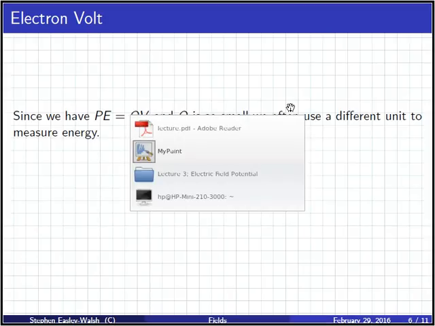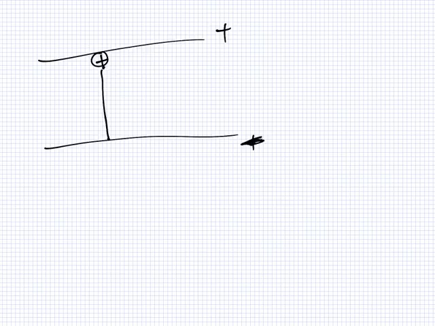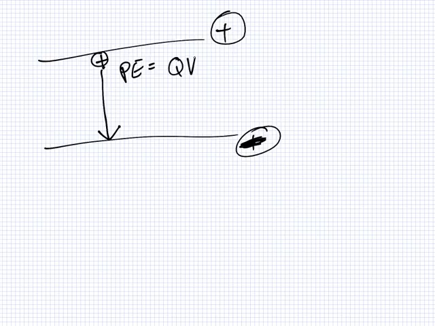But just before I go on with that, just to make the last point a bit clearer, here's two plates. Here's a positive, and here's a negative charge. What will happen to this one? This one will fire down. At the beginning, what energy does it have? Only potential, which equals QV.